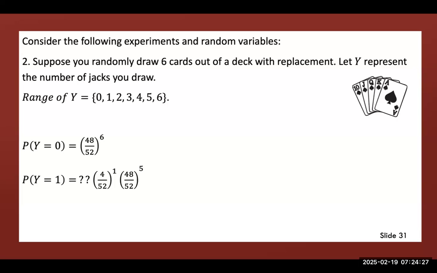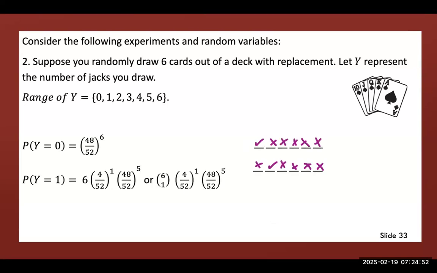And the number in the front is the number of different ways I can move a check around in 6 spots. So, for example, here's 6 spots. The first one could be the success, drawing a jack. Or I could put it in the second spot. There's 6 different ways to move that check around. So this is 6 spots, choosing one for a check. So our answer is equal to 6. We could write it either way. So we could write it as 6, 4 over 52 to the 1, 48 over 52 to the 5th, or write it like this. They're equal to the same thing.